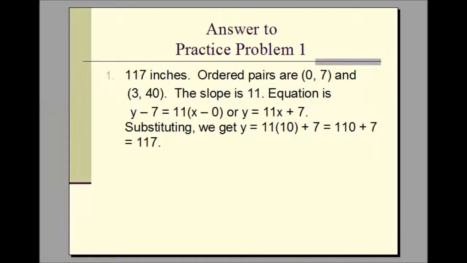The answer is 117 inches. Ordered pairs are 0, 7, and 3, 40. Substituting into the slope formula tells us the slope is 11. The equation is y minus 7 equals 11 times x minus 0. If we simplify and then add 7 to both sides, we have y equals 11x plus 7.